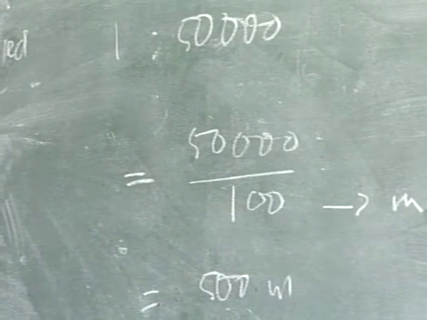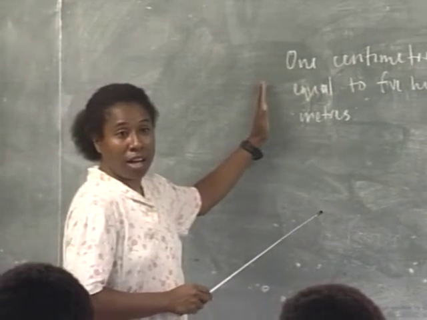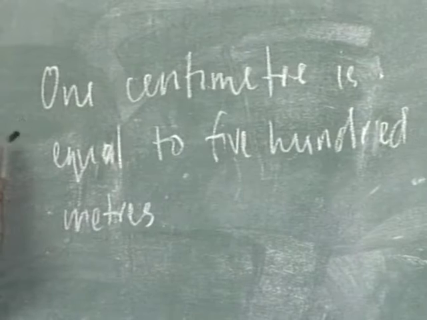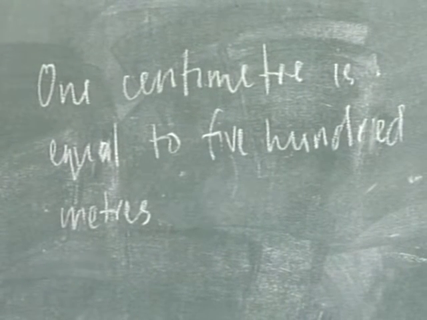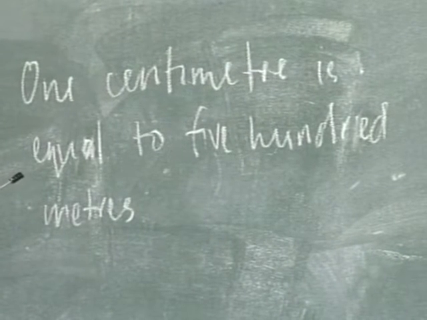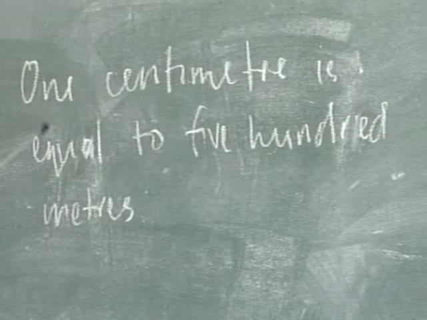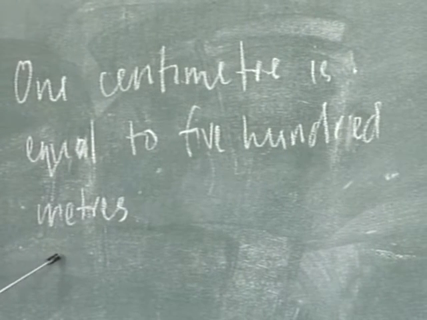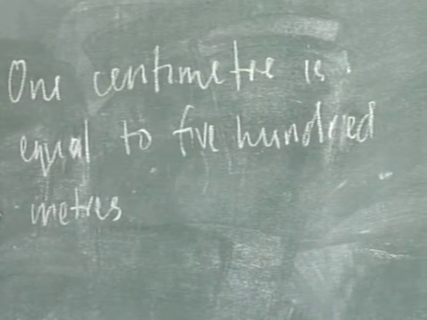Okay, there is one thing we need to be aware of whenever we are writing down our statement form or even when we are doing our calculations. A common error made by a lot of students is how you write down your statement or how you put in the calculations. 1 centimeter, is it equal to 500 meters? No. 1 centimeter is equal to 1 centimeter.